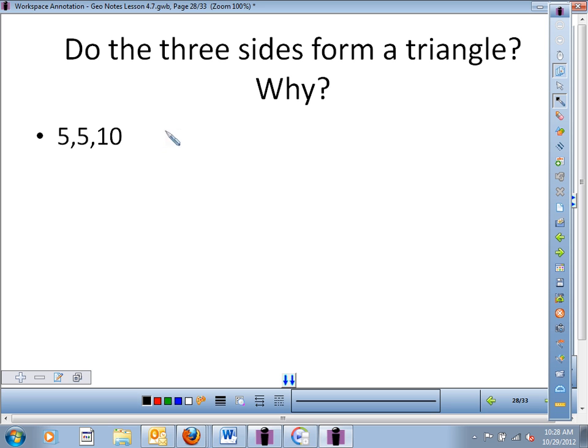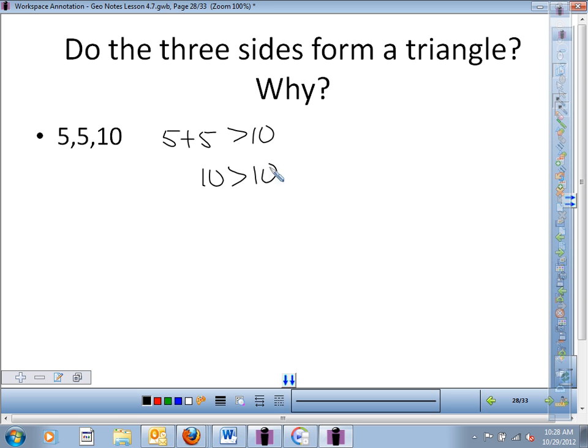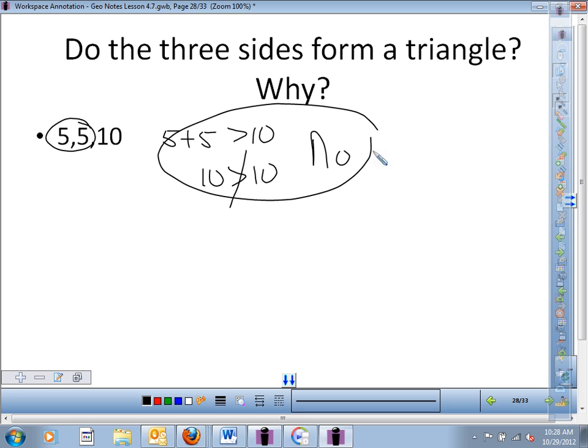Next one, 5, 5, and 10. So if we look at 5, 5, and 10, is 5 plus 5 greater than 10? Is 10 greater than 10? No, it's not greater than, so we would say no. Now we have two equal sides, so what kind of triangle is this? It's not isosceles. It's not even a triangle, so we can't classify it as isosceles or acute or whatever. Right? So that's not a triangle.